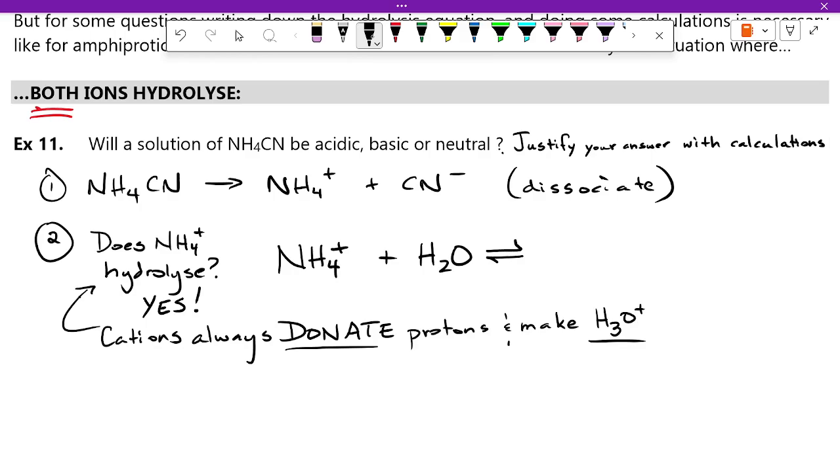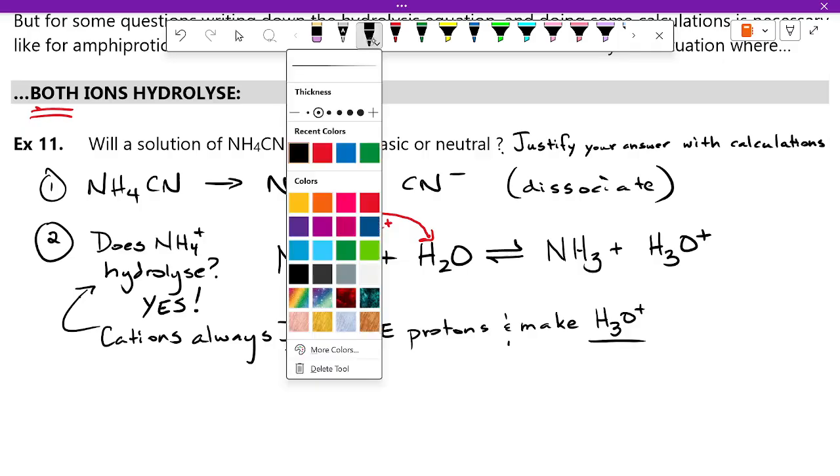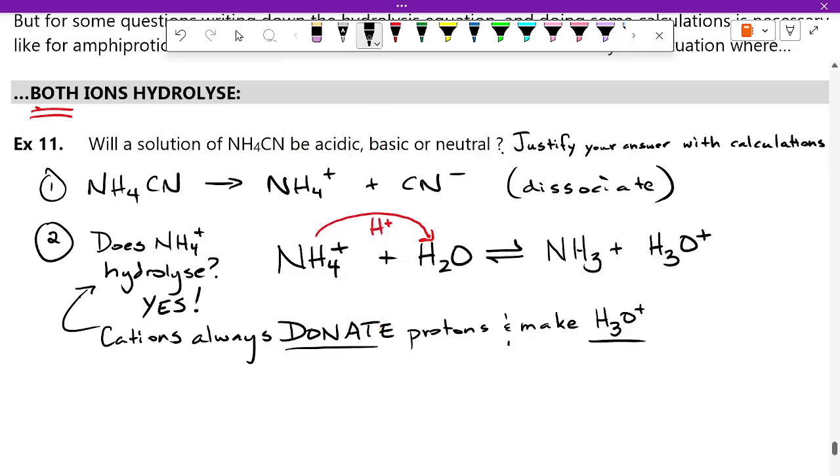They always donate protons and they always make H3O plus, which is why most of your cations don't hydrolyze, because they do not have any H plus. Calcium does not have H plus. Barium does not have H plus. But this one does. Whoops, this is still part of step 2. We have to do both our ions here.